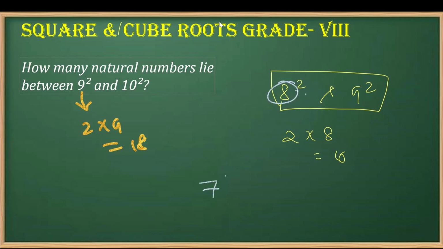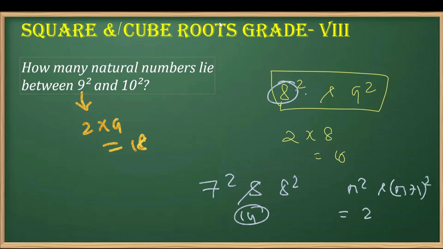One more example I can take: 7 square and 8 square, which have to be consecutive natural numbers. In this case, it will be twice of 7, that is 14, is the answer. So the rule is this only. That means if you have n square and the other is n plus 1 whole square, then it will be twice of the first number, that is 2n.